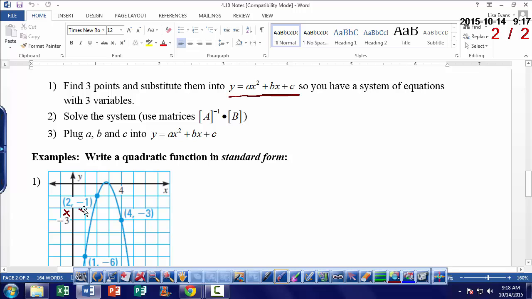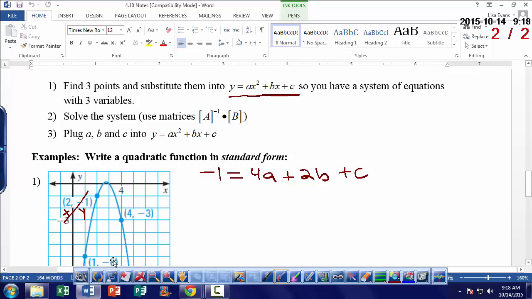This is x and this is y. So in every equation we're going to end up with an a, b, and c. So the y is negative 1. Now the x is 2. So when I do 2 squared I get 4a. When I plug 2 into here I get 2b plus c. This is what you want to have. Okay, I'm done with that point.